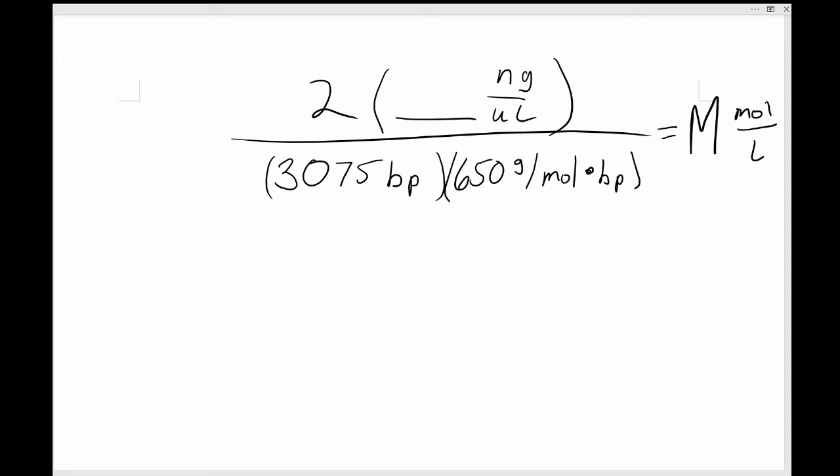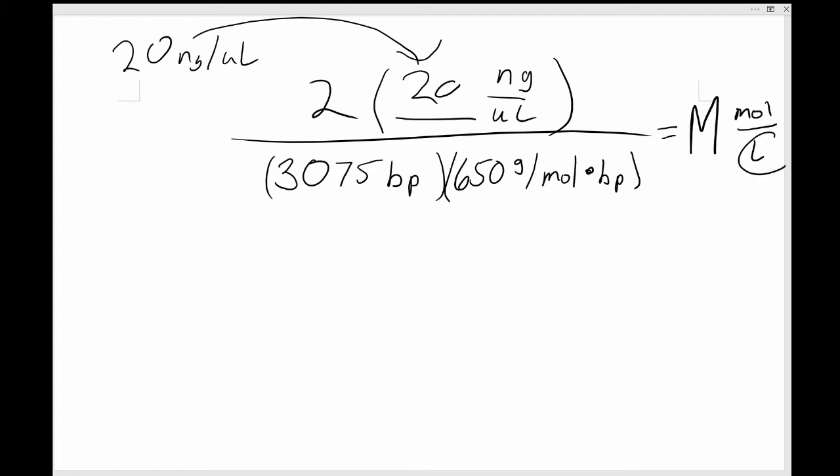So if we pretend that the PCR product I gave you was 20 nanograms per microliter, then we just have to put this value here. And now we can try to solve for the molarity. We can try to do the conversion. So the first thing we need to do is get this into liters.